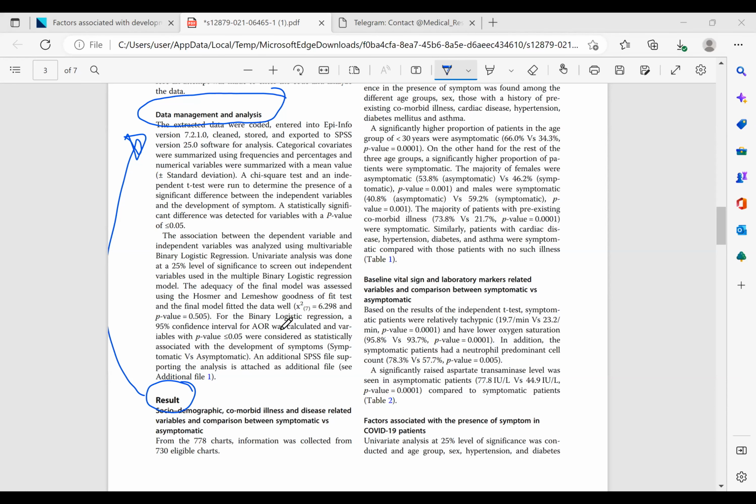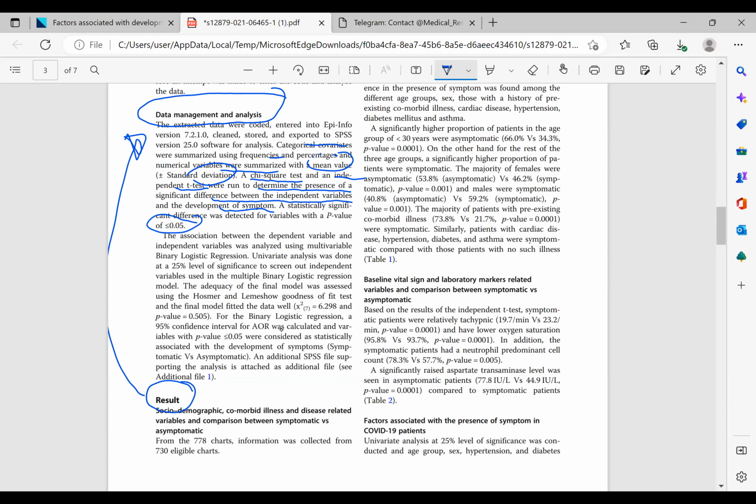Thank you so much. So here we wrote a plan for data summarization or descriptive analysis. We have talked about categorical covariate summarization, and about numerical variable summarization using mean and other values appropriately. And here it says that a chi-square test and an independent t-test were run to determine the presence of a significant difference between the independent variables and the development of sepsis. A statistically significant difference was declared based on a p-value of less than 0.05. This is something that you can learn by going to the group, as I have explained earlier.